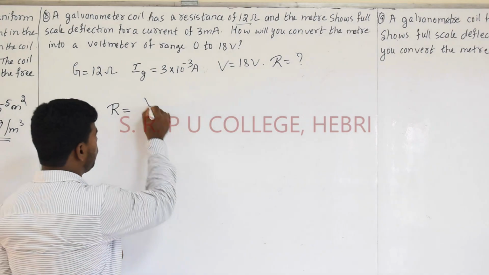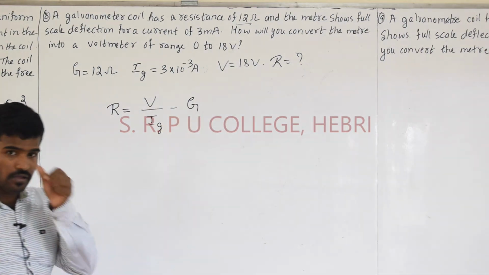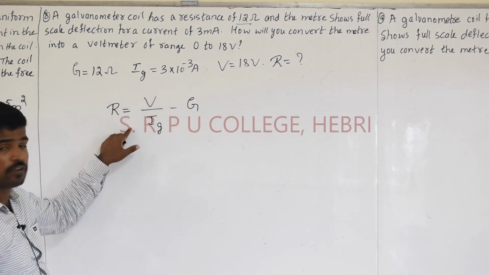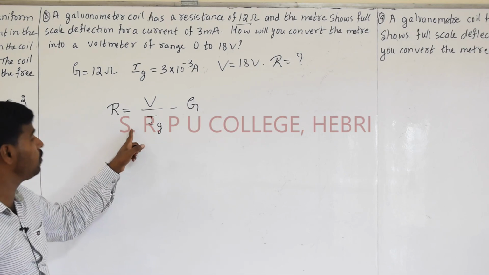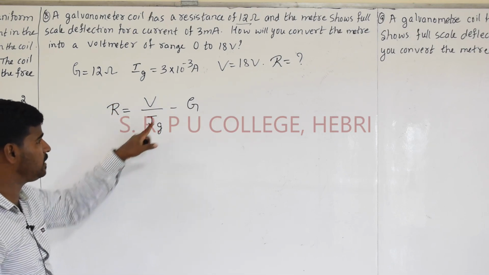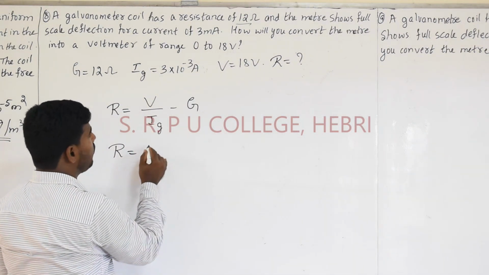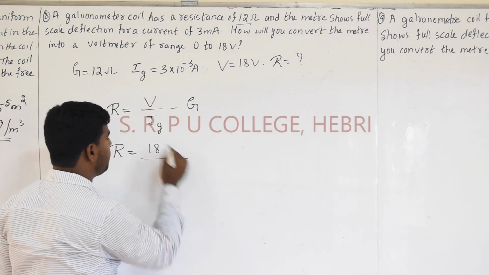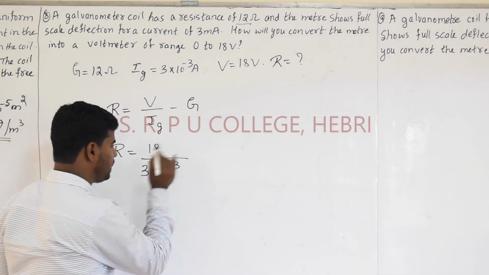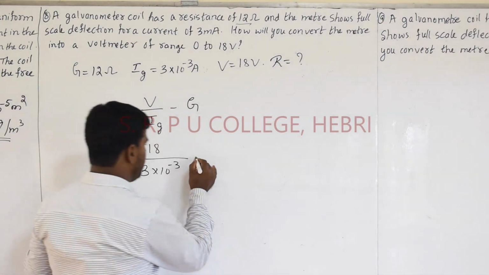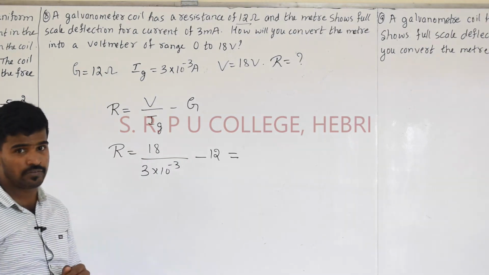For that equation, we are done by the equation. R is equal to V divided by Ig minus of G. In order to calculate the value of that high resistance, what is the relation? Conversion of galvanometer into voltmeter relation ಅನ್ನು ಕೊಟ್ಟಿದ್ದೇನೆ, ನೋಡ್ಕೊಳ್ಬೇಕು, ಚೆಕ್ ಮಾಡ್ಕೊಳ್ಬೇಕು. R is equal to V divided by Ig minus of G. Therefore, R is equal to, what is the value of V is equal to? The value of V is equal to 18 divided by, what is the value of Ig is equal to? 3 into 10 raised to the power minus 3. Is it clear? Minus the value of G is equal to 12. Is equal to, simplification is very important.